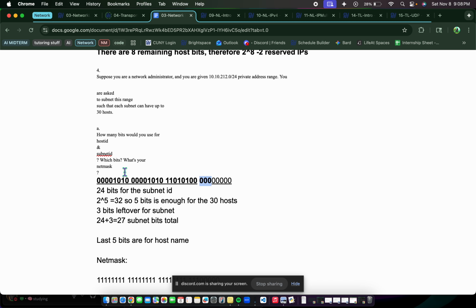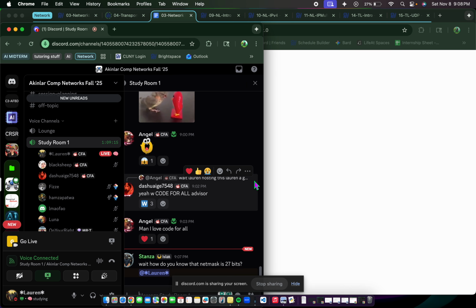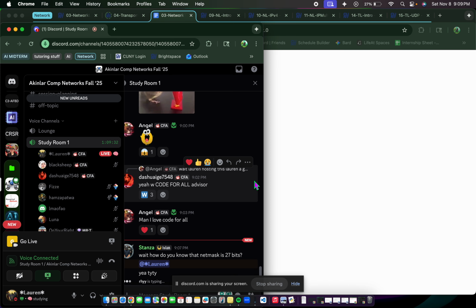And to do that, we need to see first how many bits are left over after we reserve 30 hosts. Well, I know I need 5 bits to reserve 30 hosts, so how many bits are left? 3. So that means those 24 bits plus these 3 leftover bits, 27 is our subnet total. That kind of cleared up? Awesome.